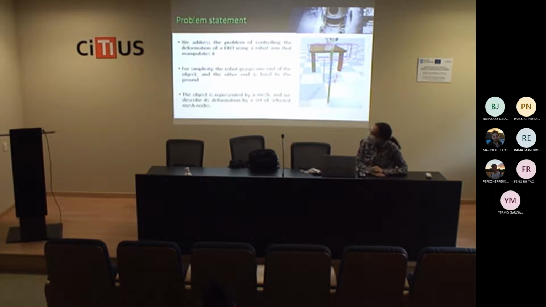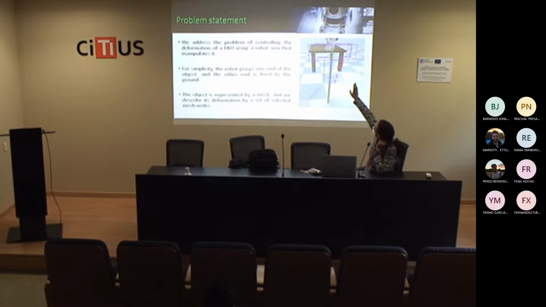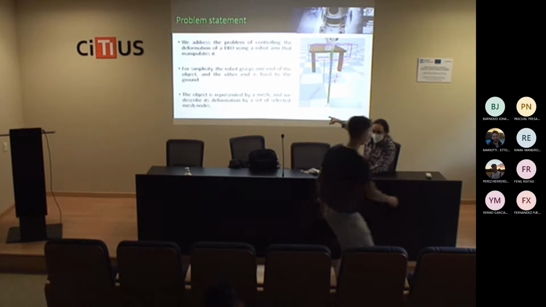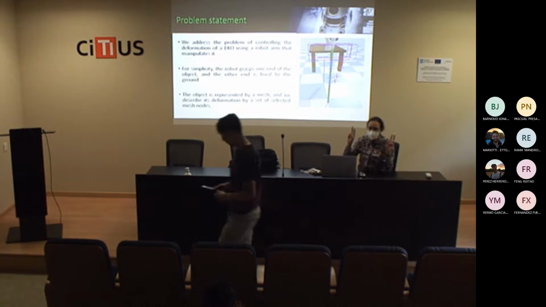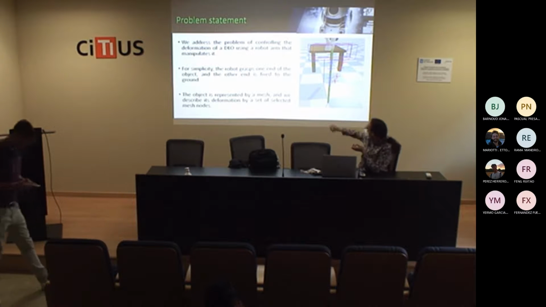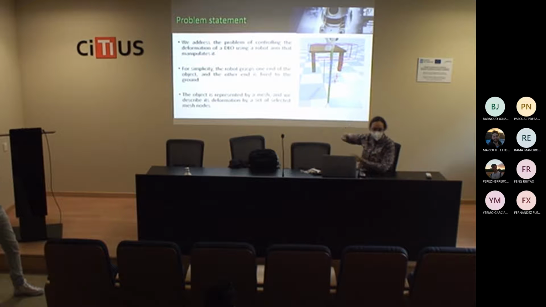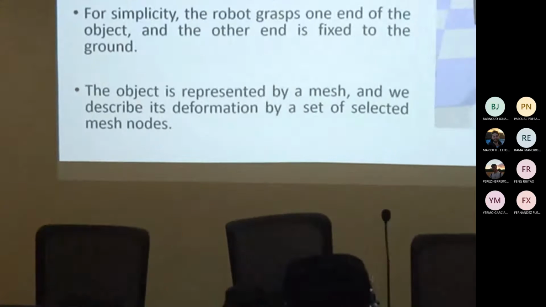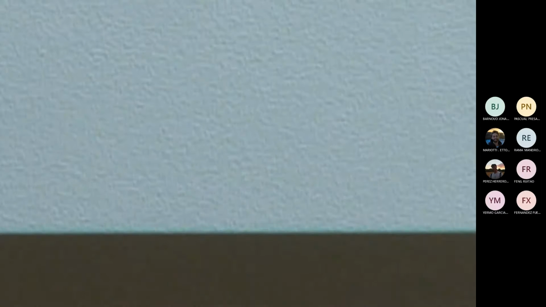So about the problem statement, as you can see here, I'm having this robotic arm, which is going to deform this soft linear object. And for making it a bit easier, I fixed one side of the bar and the other side is already grasped by the robot in order to not have to deal with the grasping part. And this object is actually described using a mesh.